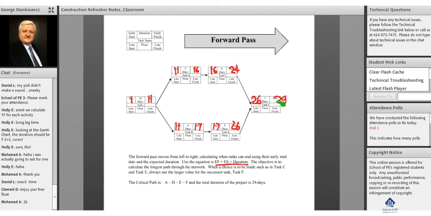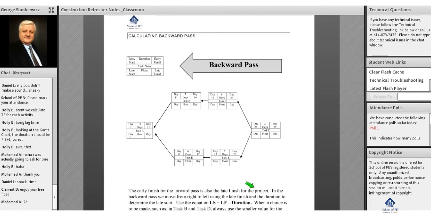And now what we've just done is found the critical path, which is A, D, E, F. A, D, E, F is our critical path. And the project's going to take 29 days to complete. So there it is. That was our goal, and we found it. Now we're going to continue our analysis and do a backward pass.